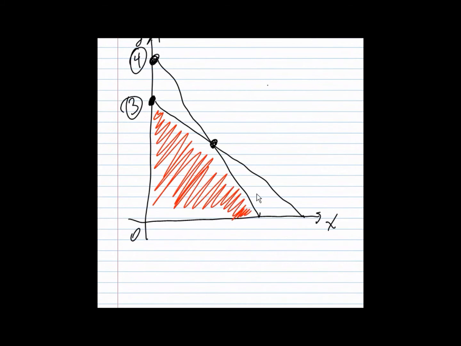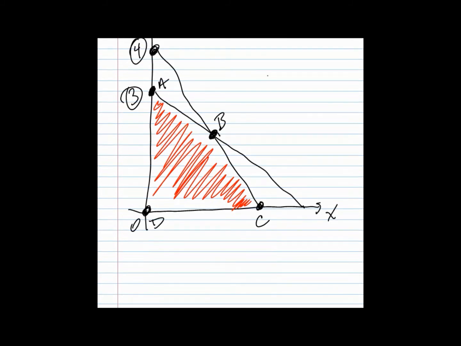And with linear programming, what we always want to know is all these intersection points with the shaded region. So I'm going to call this point A, call this point B, call this point C, call this point D. Okay? We want to figure out what each one of these are.